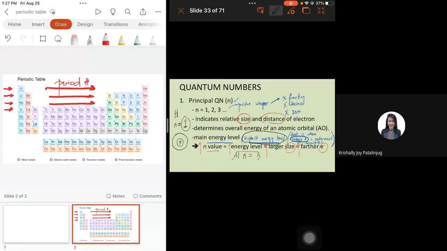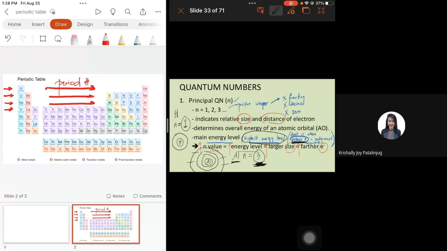Okay, what about aluminum? If this is the nucleus of aluminum, it contains three shells. So 1, 2, and 3. Its highest energy level would be 3 because that is where we could find the valence electron. Again, as I told you earlier, the last shell, the highest energy level, is where we could find the valence electron, the outermost electron of that particular atom.